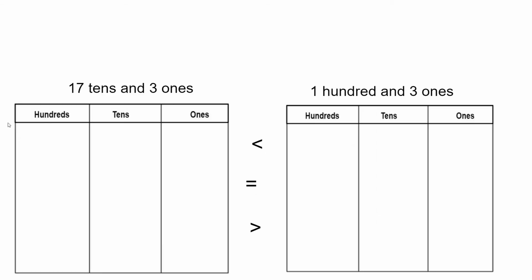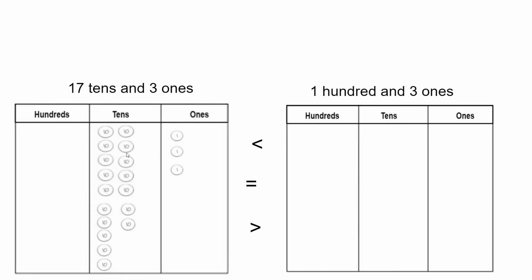All right, here's another one. It says here 17 tens and 3 ones, and 1 hundred and 3 ones. We need to represent these numbers using our place value chart and place value disks. All right, here we go. Let's start with 17 tens and 3 ones. Ta-da! That is our 17 tens and 3 ones.